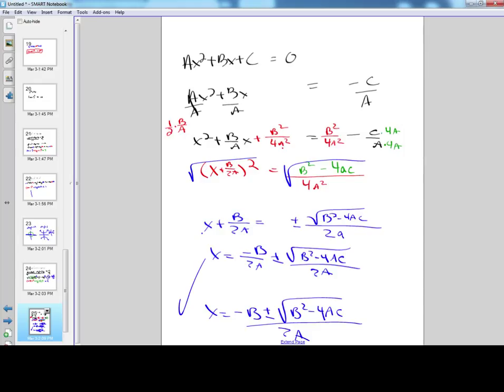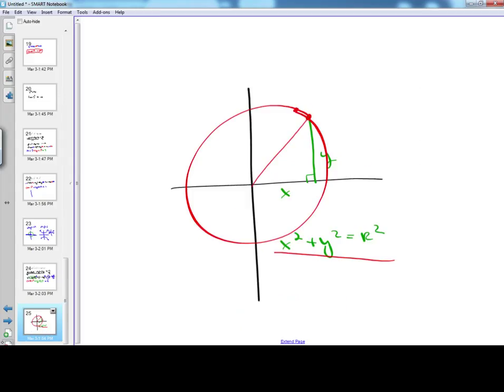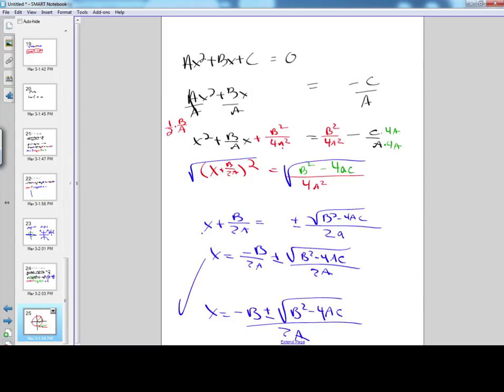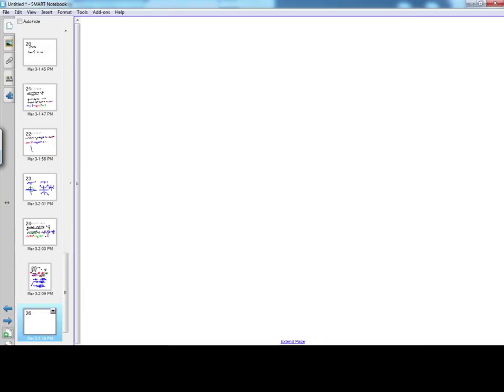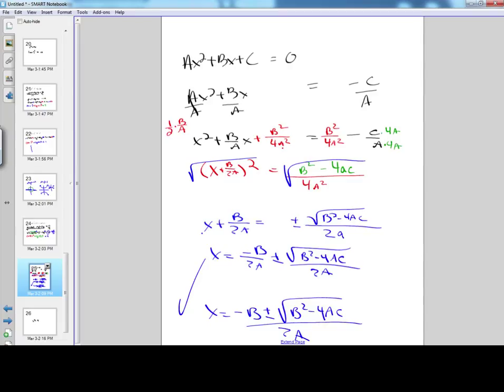Where'd that come from? We took the square root of a square. If I asked you this, what is x? It can be 3 or negative 3. Okay. So you have to make sure you include both versions of that, therefore plus minus.